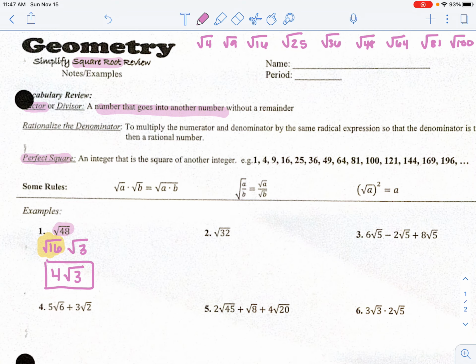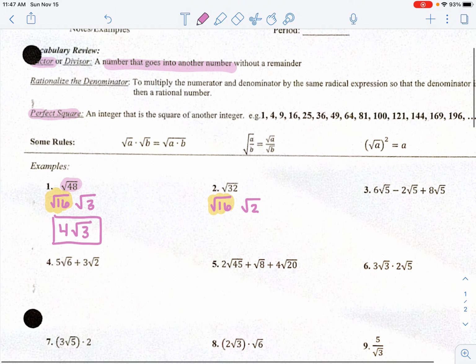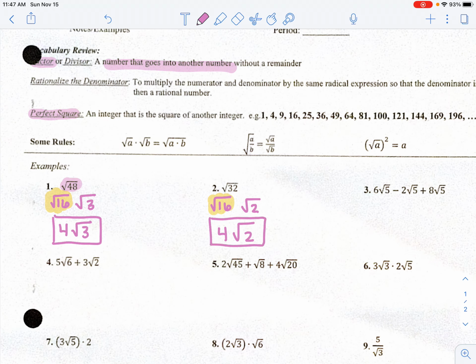Let's repeat the process for 32. Again, you start at the top of your list. You know 100, 81, 64, 48, and 36 don't go in there because they're too big. 25 doesn't go in there perfectly. All right, 16 does. If I take 32 and divide it by 16, I get 2. So I do the square root of 16, the square root of 2. I know that the square root of 16 is actually 4. So this is 4 radical 2. All right, so that's how you simplify them.